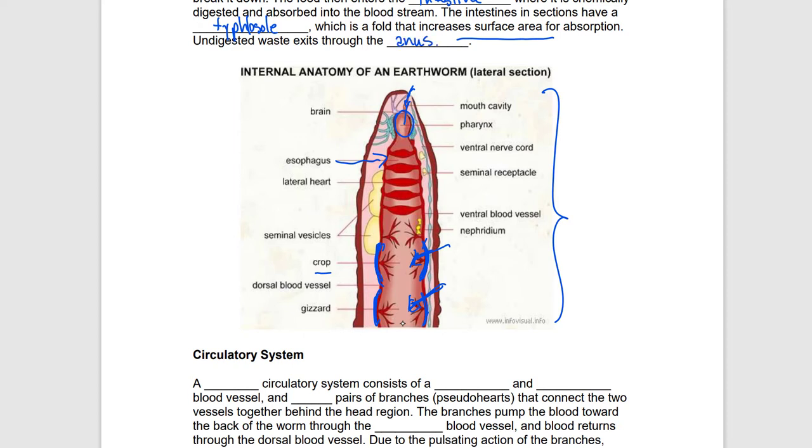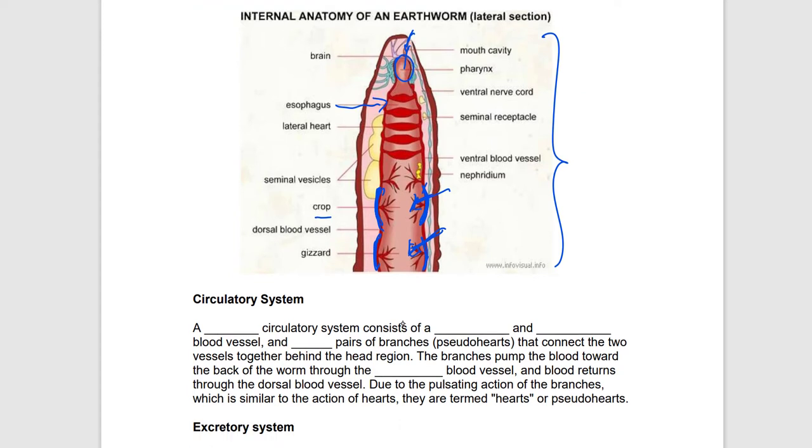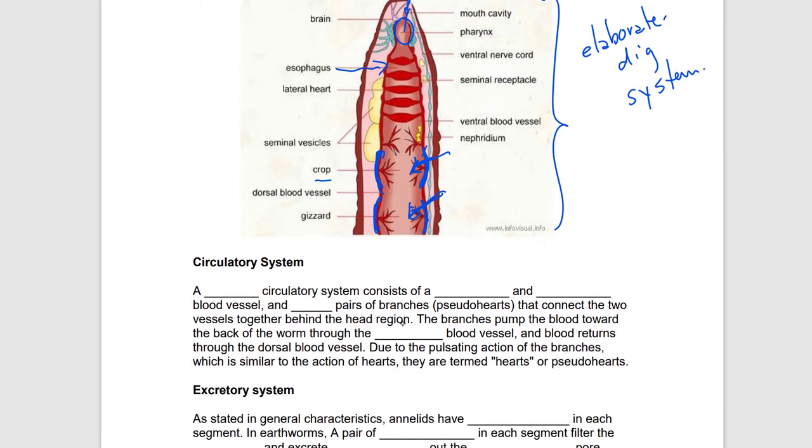So this is the first time we really start to see not just the digestive system, but specialization. So different organs: the mouth, the pharynx, the esophagus, crop, gizzard, and then intestines, right? So a very elaborate digestive system. But you can see there's lots of other organs here we can look at, which we'll see down below. Circulatory system, that's outlined in red here.